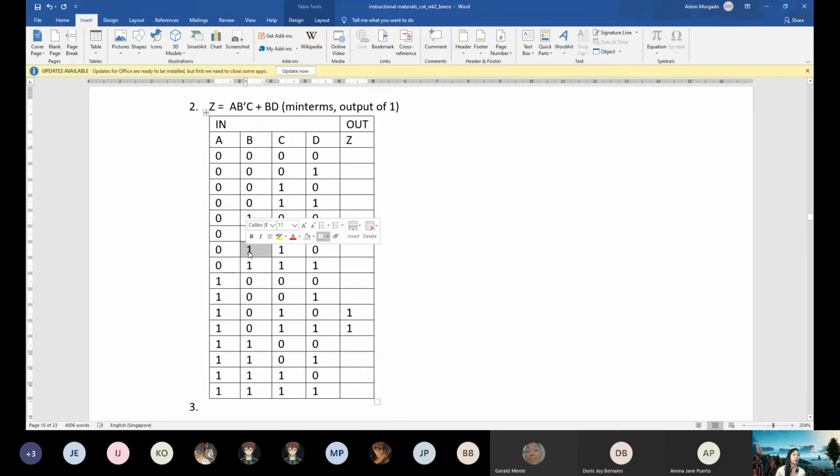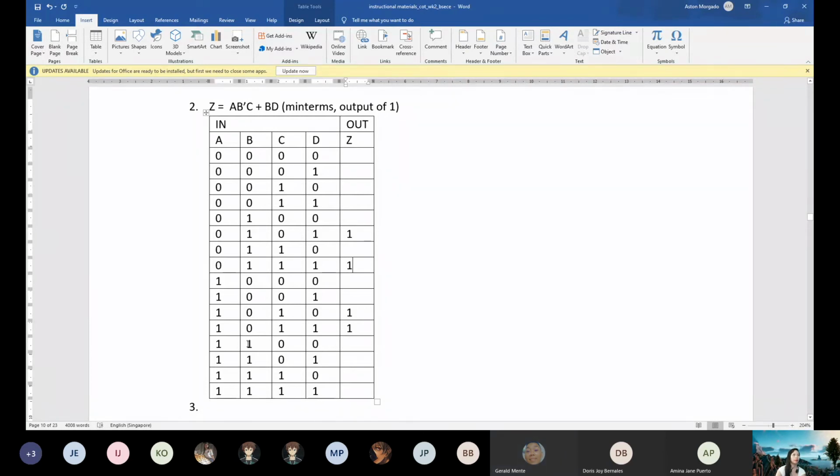We have another B is 1 here, but the D is 0, so that's not it. So we have B is 1, D is 1, so we have an output of 1. Tama ba? Do you follow? Meron pa man sa baba, ma'am. Oh yeah, we're not yet done.